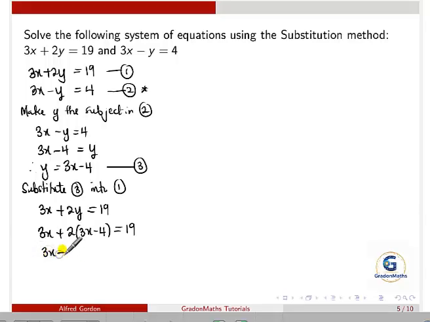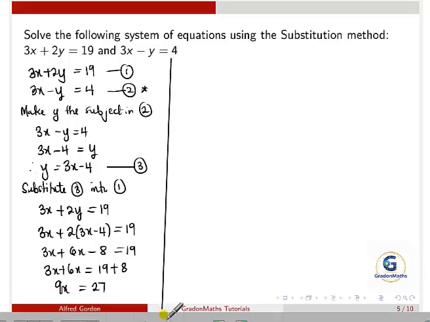Let's expand: 3x plus 6x minus 8 is equal to 19. Here we can group like terms to have 3x plus 6x is equal to 19 plus 8. And 3x plus 6x will give us 9x, which is equal to 27. Let's follow up through here, so stay with me.